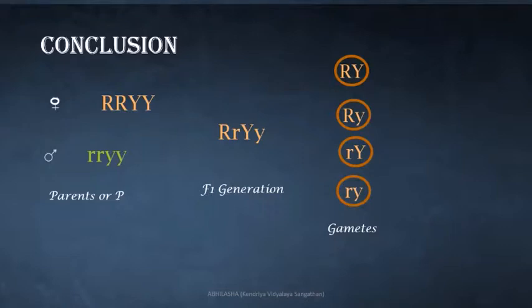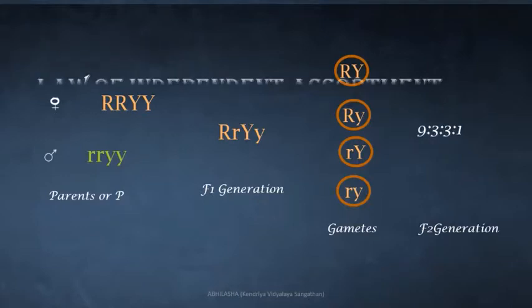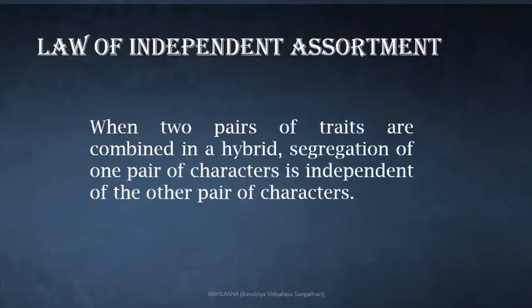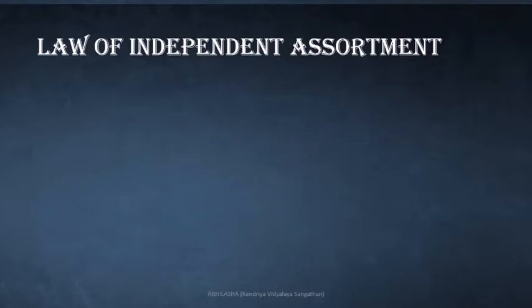This is known as independent assortment. That is, when you study the inheritance pattern of 2 or more genes, all of these are inherited or assorted independently. This is the law of independent assortment, and this was Mendel's third law. We saw earlier that the first law of dominance is not universal. Later on we'll see that the law of independent assortment also does not hold true in some cases.